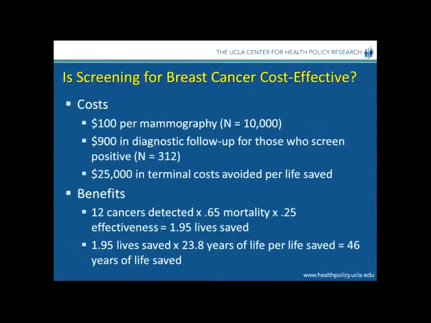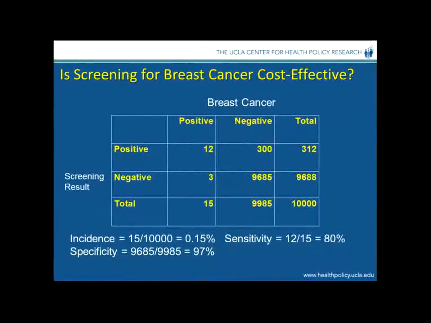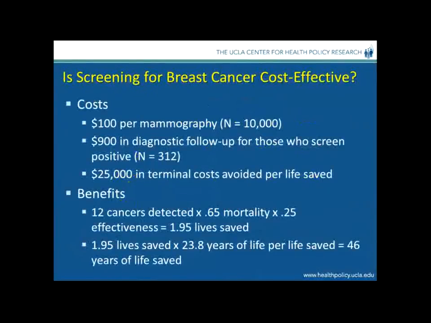Cost in '92, roughly $100 per mammography. So you've got 10,000 women screened at $100 per screening. $900 in diagnostic follow-up for those who screen positive. So that's the 312 who screen positive. All get $900 in diagnostic follow-up. And then $25,000 in terminal cost avoided for every life saved. So they didn't do years of life saved. Well, they did, but that was a terminal cost for every life that was saved.